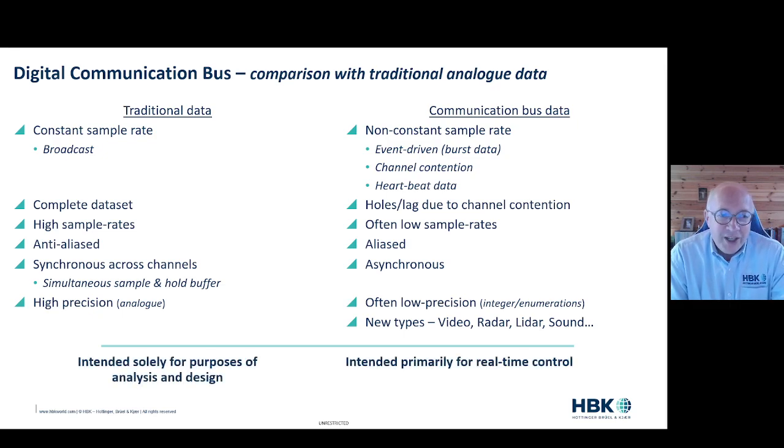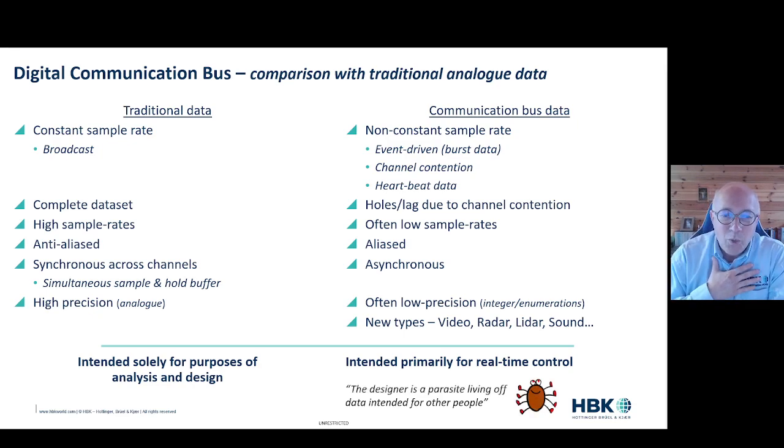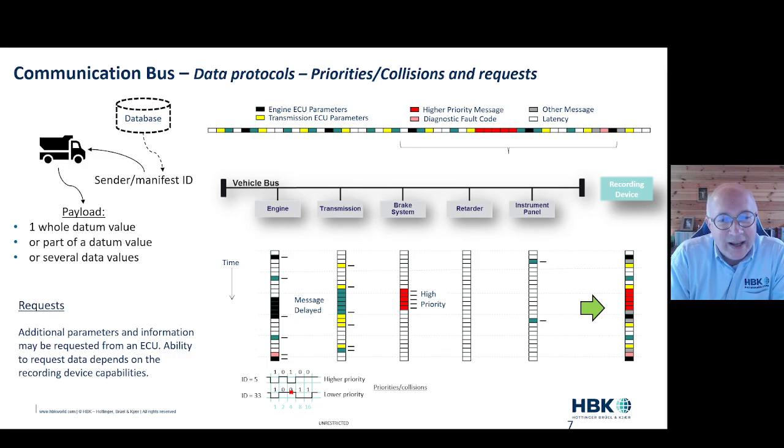So in general, traditional data, we've designed it. It's intended solely for the purpose of analysis and design. We've put that unit on that vehicle or on that aircraft. Whereas with communication bus data, in many, many instances, it's really intended primarily for real-time control. In other words, as a designer, we are a parasite living off the data that was originally intended for other people, and we're trying to make the best use of it we can. So what does that communication bus data look like?